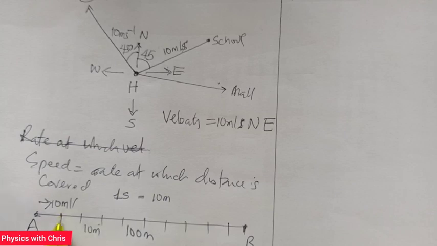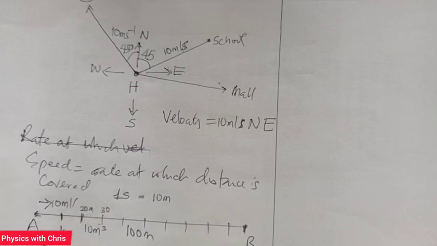Meaning that after 1 second here, you have covered a distance of 10 meters from the starting point A. After 2 seconds, you'll be at a distance of 20 meters, maintaining the same speed of 10. After 3 seconds, you're at a distance of 30 meters from your starting point, and so on and so forth.